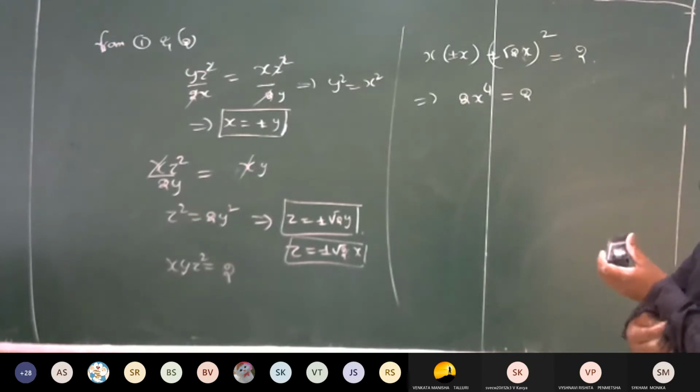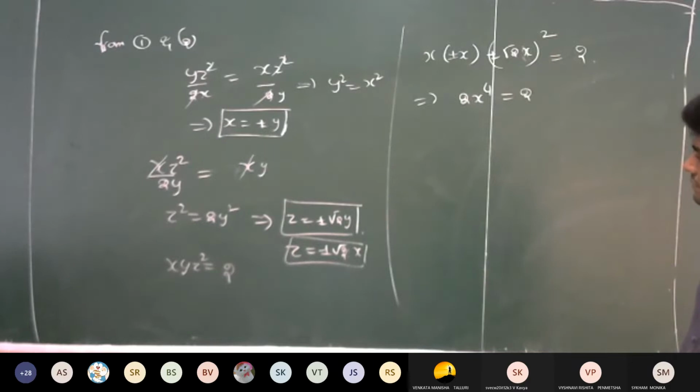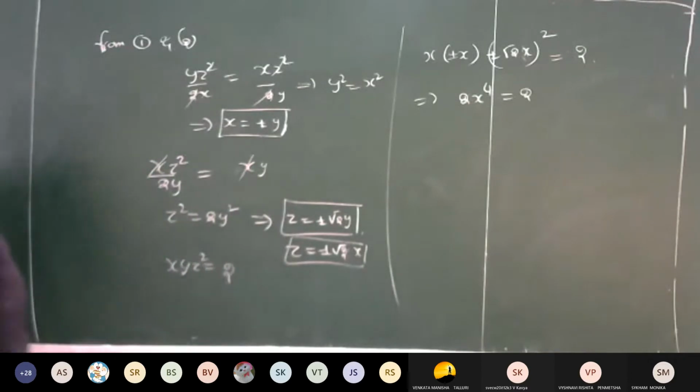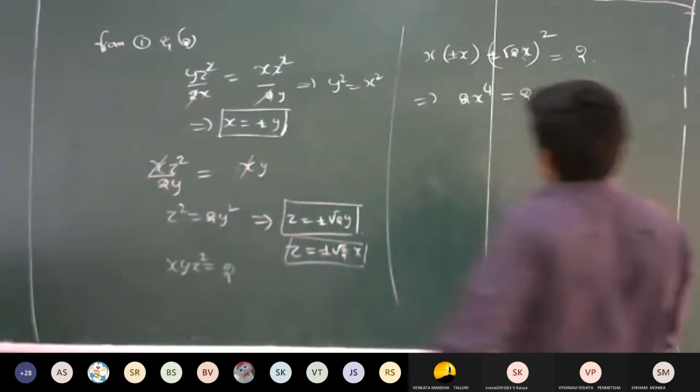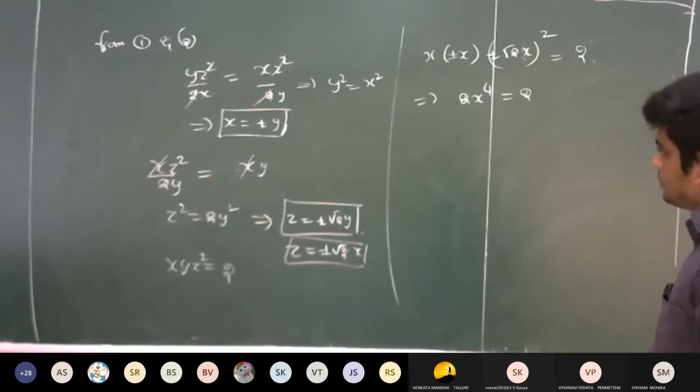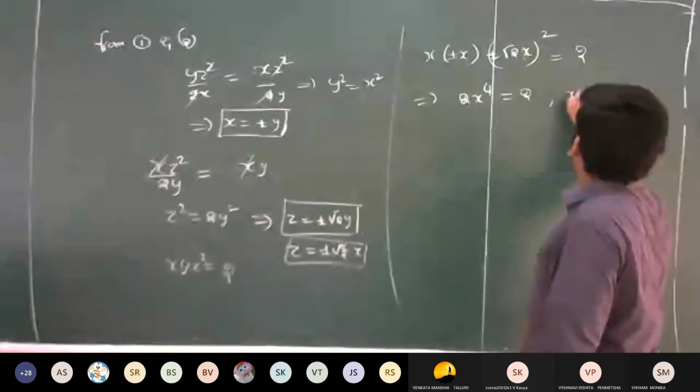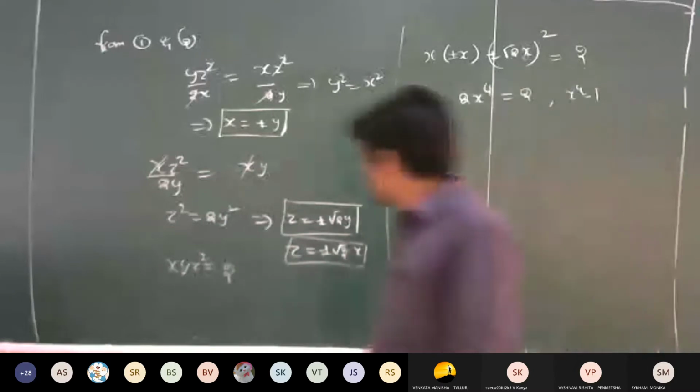So from that, x power 4 is equal to 1. But we are getting complex roots here.